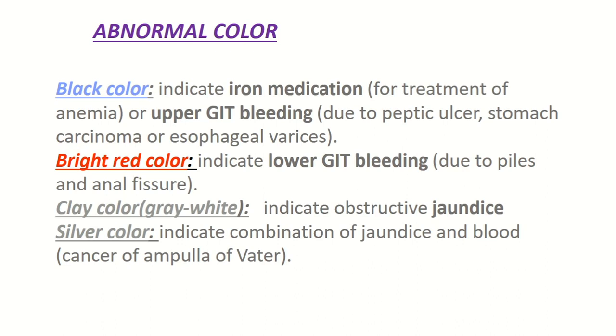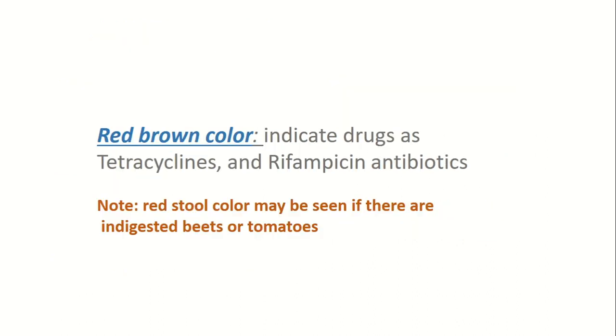So this is how by color of the stool you can differentiate whether it is upper GI bleeding or lower GI bleeding. Third one, that is clay color stool, that is because of obstructive jaundice. And silver color stool, particularly in case of carcinoma of ampulla of Vater. So these are the various abnormal colors. One more, red brown color, that is due to certain drugs like rifampicin and broad spectrum antibiotics like tetracyclines. Red stool color may be seen if there are some undigested beets or tomatoes. So you should always ask for some food history before coming to any conclusion.